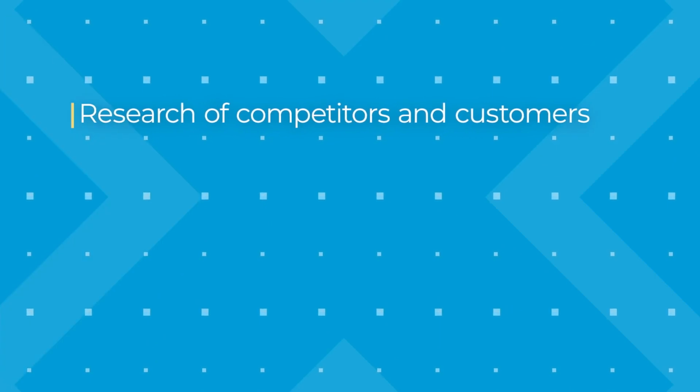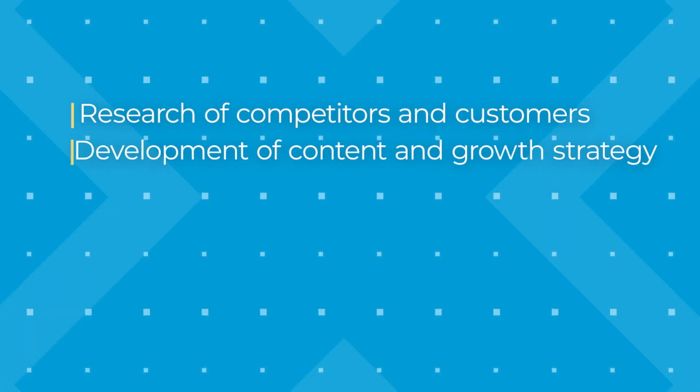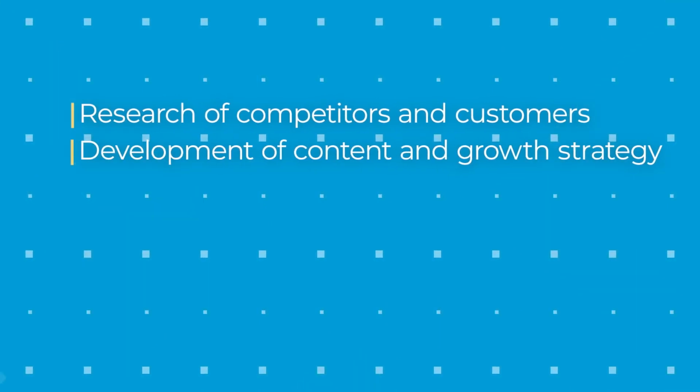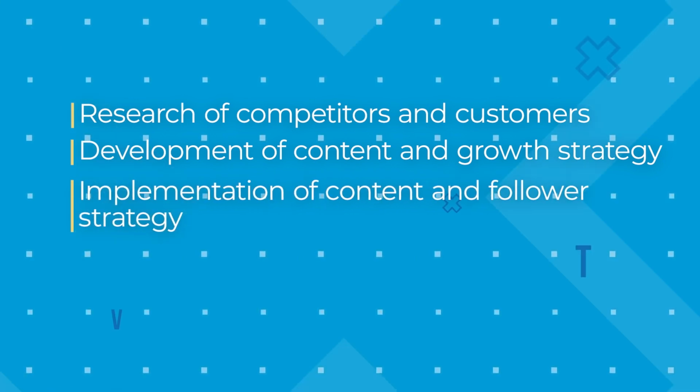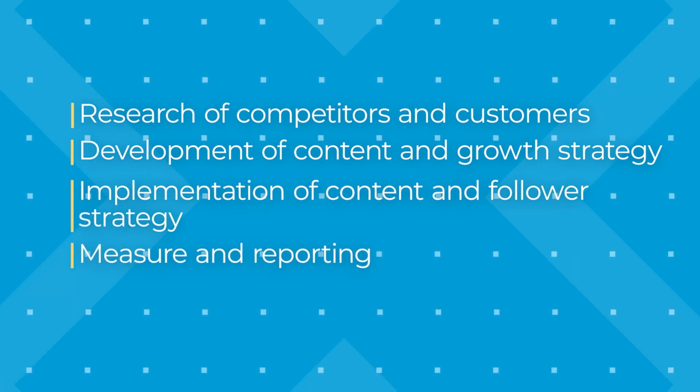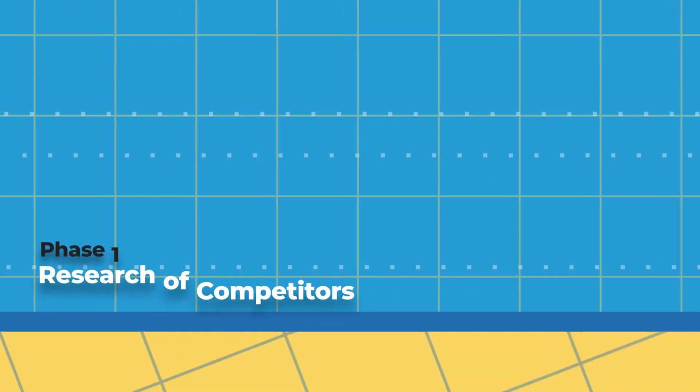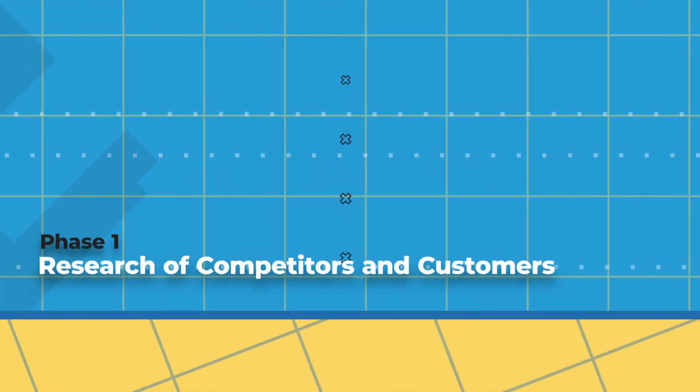So these are the 5 phases at a glance: research of competitors and customers, development of content and growth strategy, implementation of content and follower strategy, measuring and reporting, and optimization lifecycle. So let's get started with phase 1, research of competitors and customers.